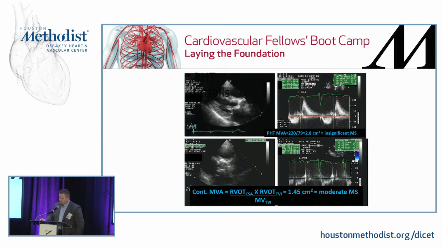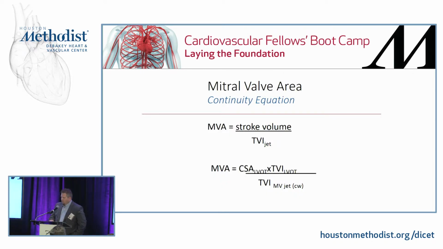We can use the continuity equation through the mitral valve and determine the mitral orifice area using a combination of measurements through the RVOT. So the cross-sectional area of the RVOT times the time velocity integral through the RVOT, divided by the mitral inflow time velocity integral. And that would give us 1.45, so moderate mitral stenosis. So again, a huge difference, all in the same patient, same tracings. One tells you you've got no mitral stenosis, the other tells you you've got severe. So what gives?